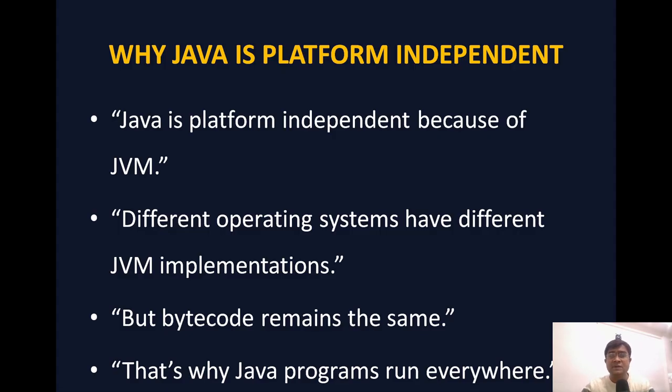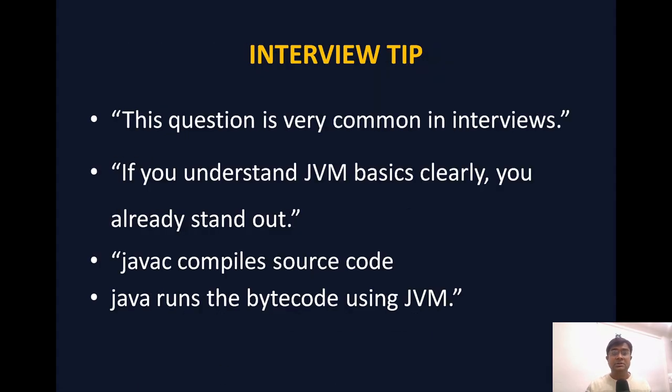So why is Java platform independent? Java is platform independent because of the JVM, right? Different operating systems may have different JVM implementations, but the bytecode remains the same. So you have a bytecode which is going to remain the same. That's why the Java program runs anywhere. So basically, JVM is acting as a bridge between your bytecode and your operating system.